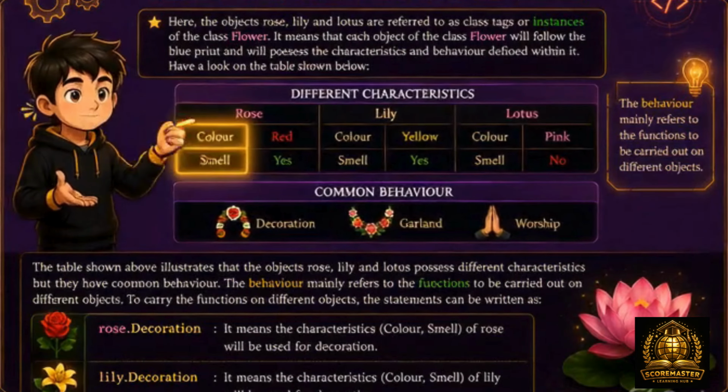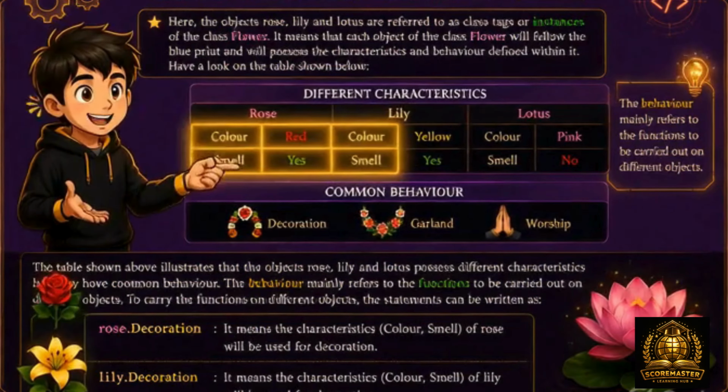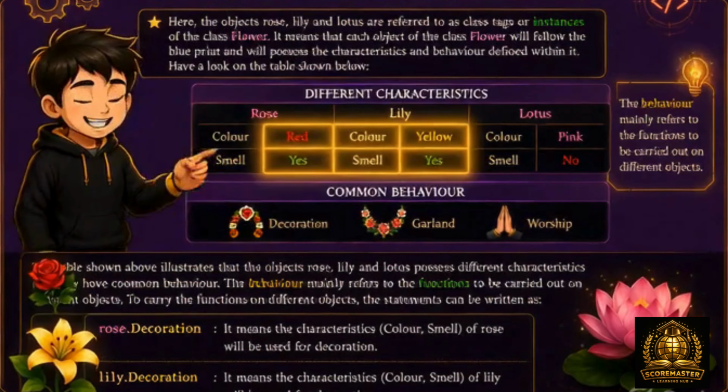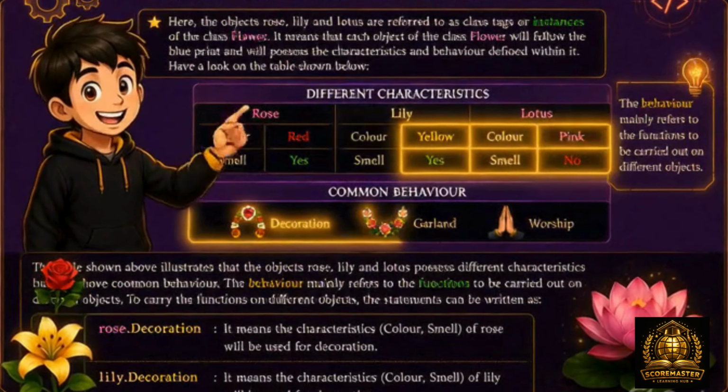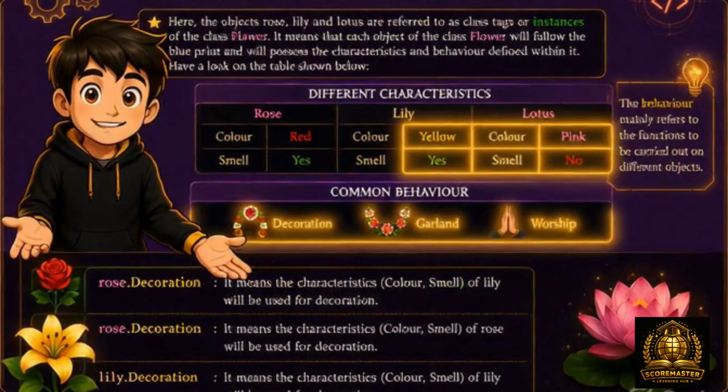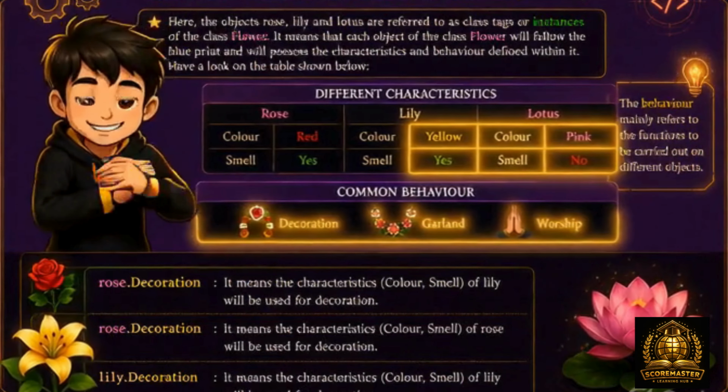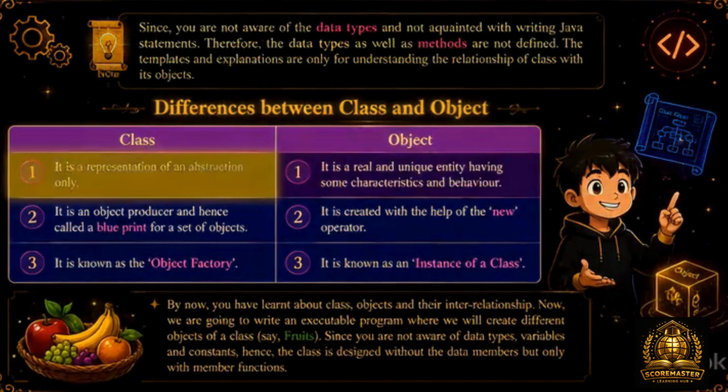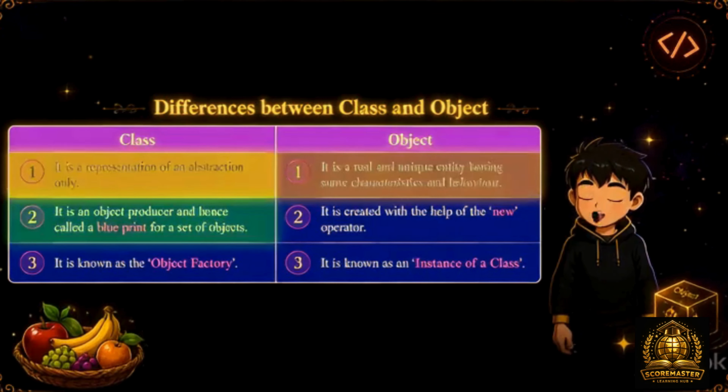In our flower example, rose, lily, and lotus are objects or instances of the flower class. Each object has different characteristics, like color and smell, but they share common behaviors, like decoration or worship. This is polymorphism. A class is a representation of an abstraction, a blueprint for objects.